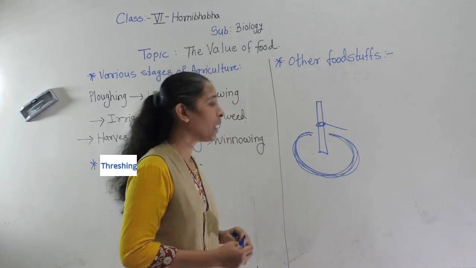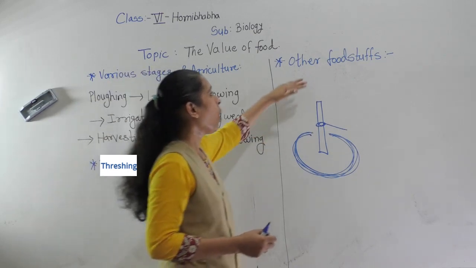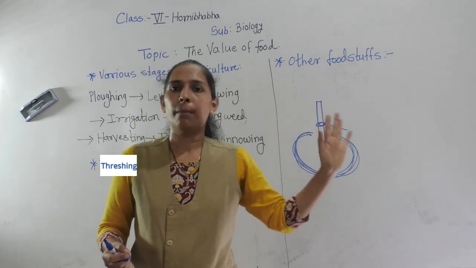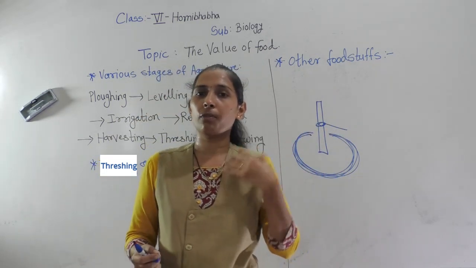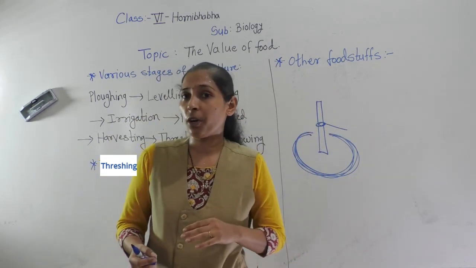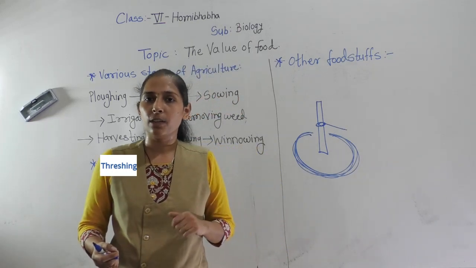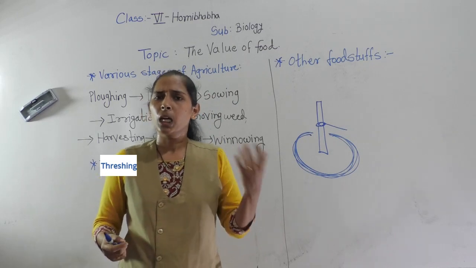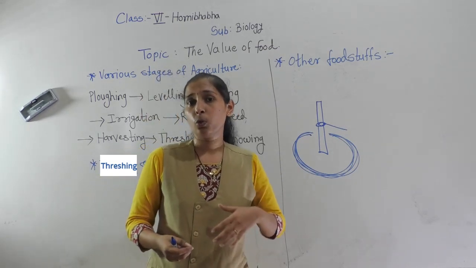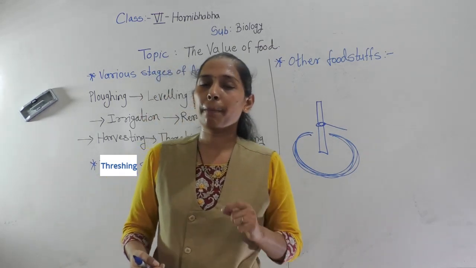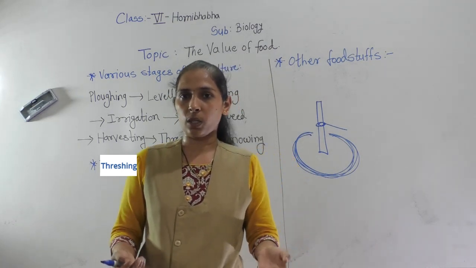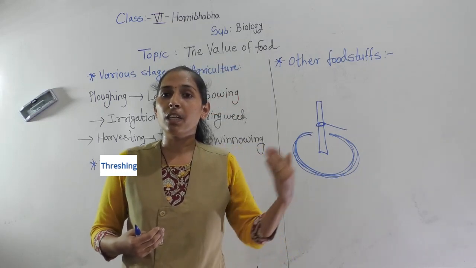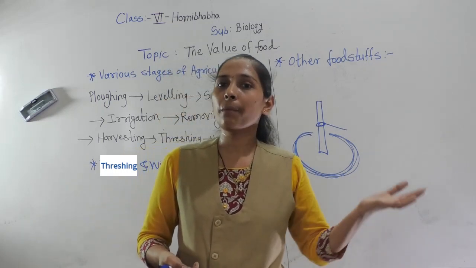Now the next point we discuss is other foodstuffs. We are talking about agriculture, but there are certain other foodstuffs that we eat. For example, milk. From where do we get milk? We get milk from the cow, buffalo and goat. To get the milk, some people rear animals, and from those animals we get the milk.